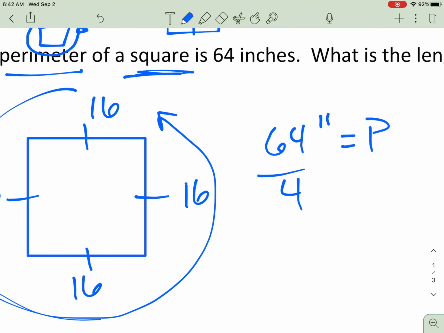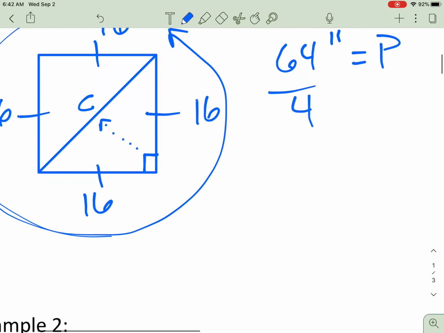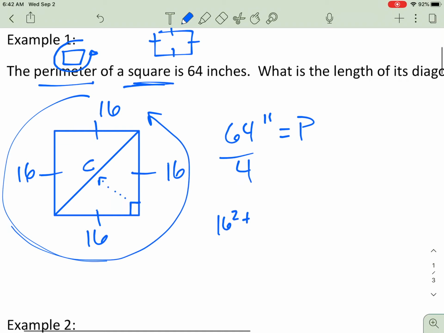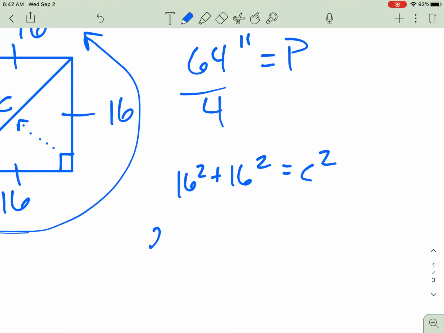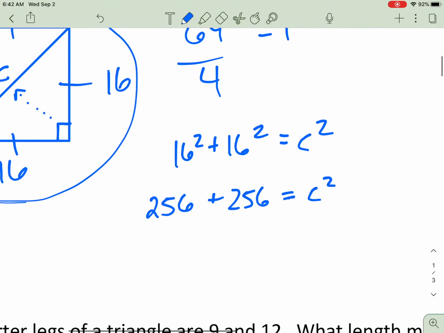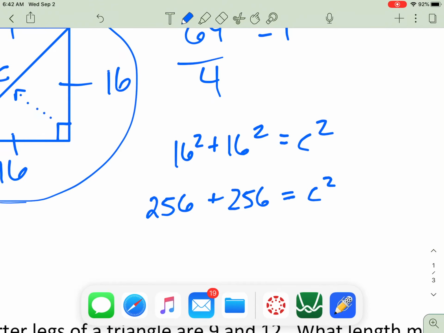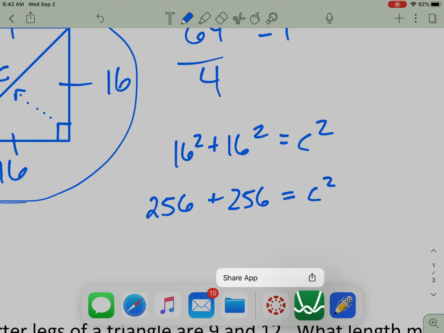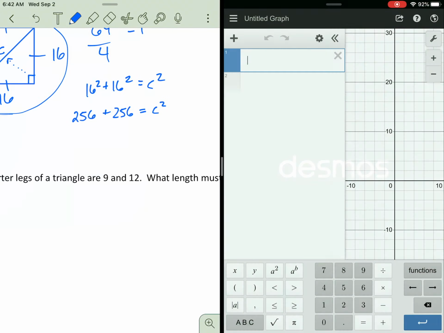Here's where it comes into play. We are going to use Pythagorean theorem to solve for the hypotenuse, for the diagonal, because we know that a square has 4 90-degree angles. So we know that this is the hypotenuse. Let's go ahead and set it up. We have 16 squared plus 16 squared equals our hypotenuse squared. 16 squared is 256. Here, we're going to move this up to the side, actually. There we go.